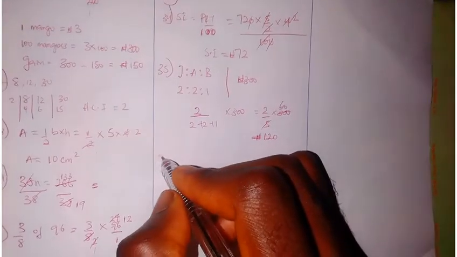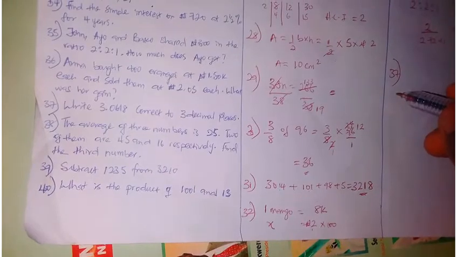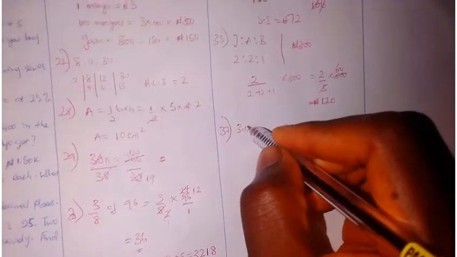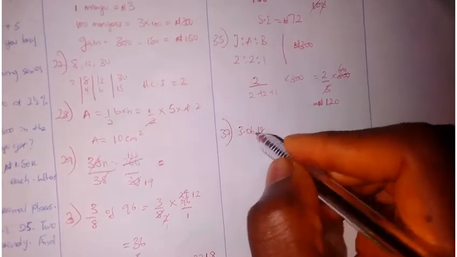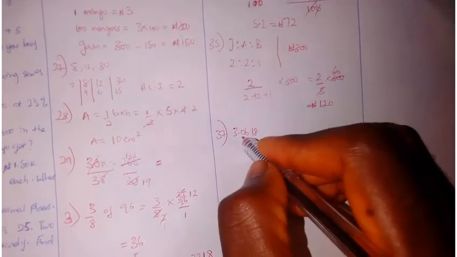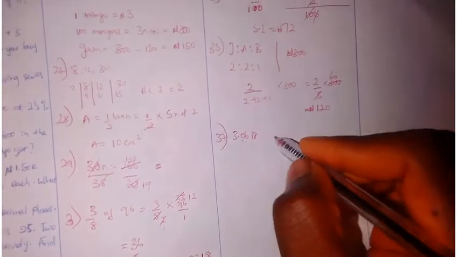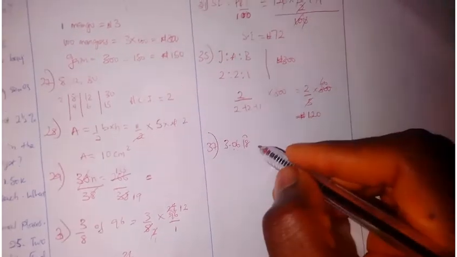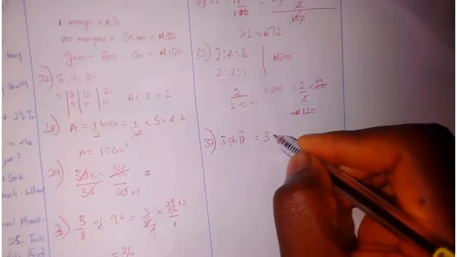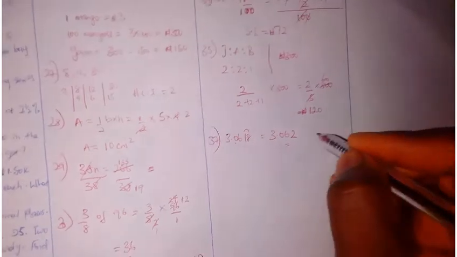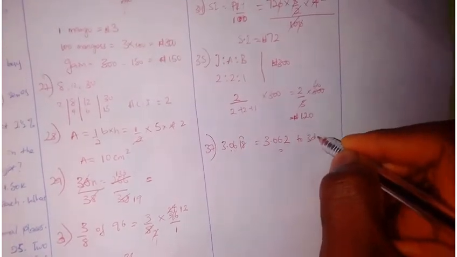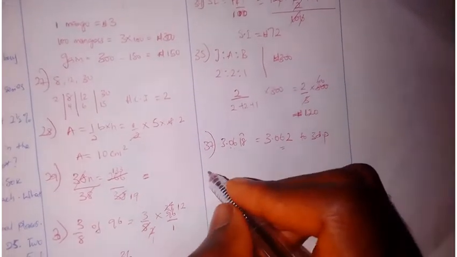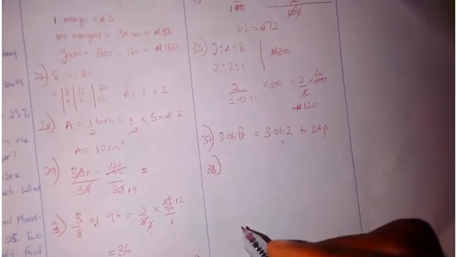120 naira. 37 question says write this correct to 3 decimal places. We have 3.0618. 3 decimal places means the number from immediately after the decimal point: 1, 2, 3. So you are going to round up once. That's 3.062 to 3 dp. As simple as that. 38.